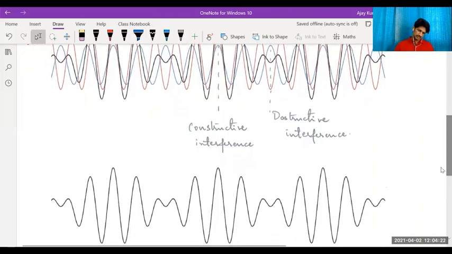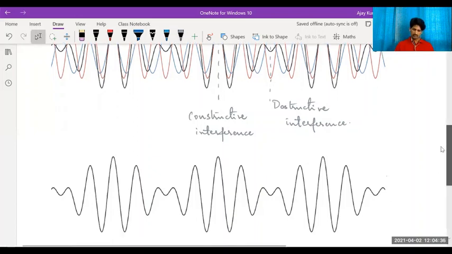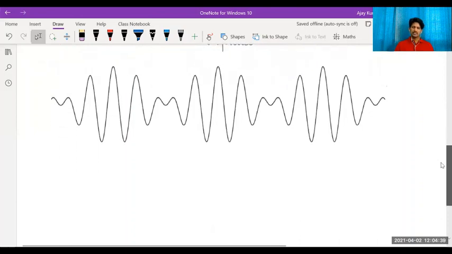So here you can see that where the two waves underwent constructive interference, the resultant wave has a large amplitude, and where they undergo destructive interference, the resultant wave has a small amplitude. So when we hear this sound, we hear a sound of varying intensity. The frequency at which the intensity varies is what we call beat frequency.